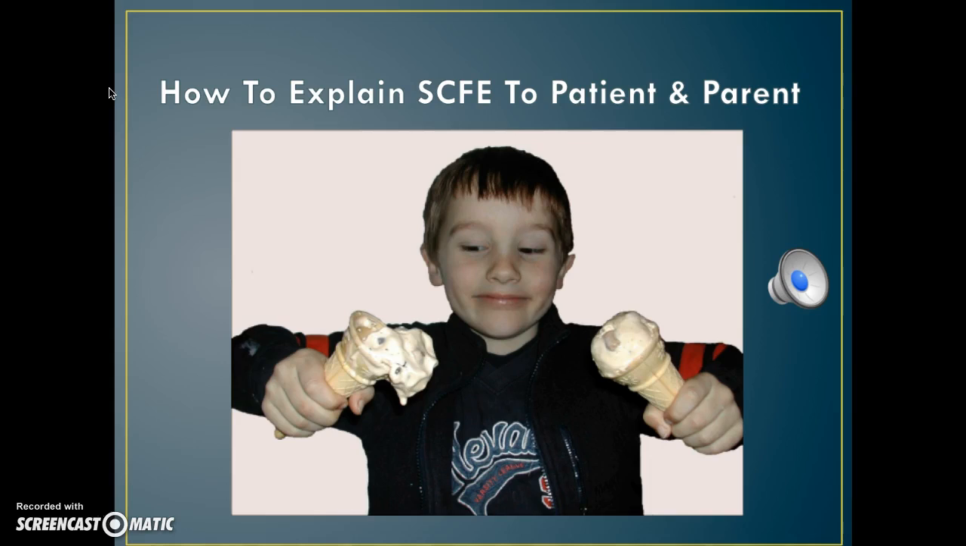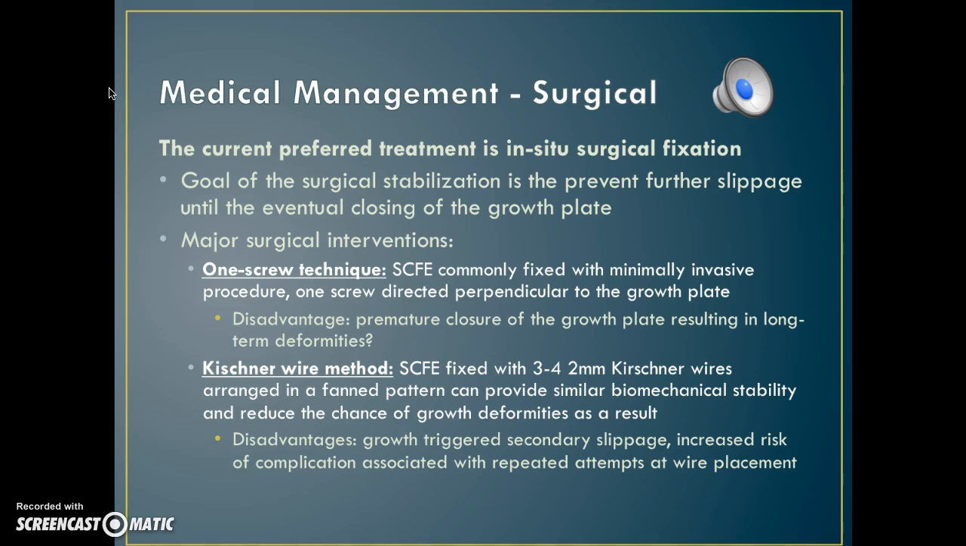And so an easy way to explain the mechanism of a SCFE injury is depicted by this little boy with his 2 ice cream cones. On the right, you see the ice cream scoop is situated perfectly over the ice cream cone, representing a normal hip joint. And on the left, you can see that the ice cream scoop has slipped off of the cone, representing a SCFE deformity.